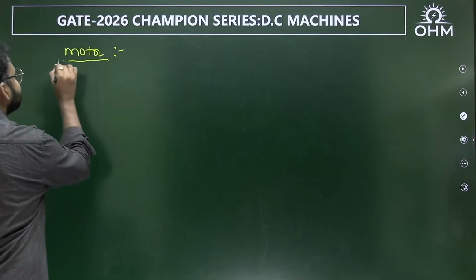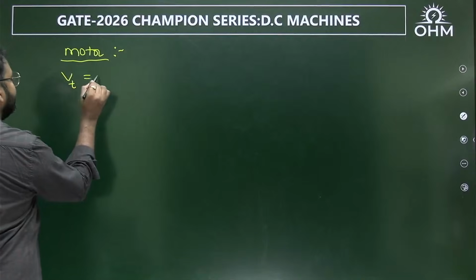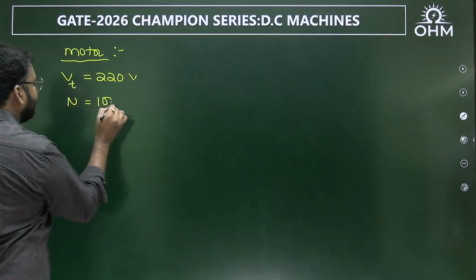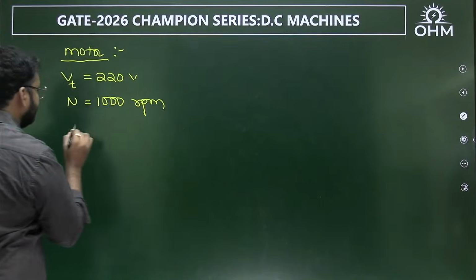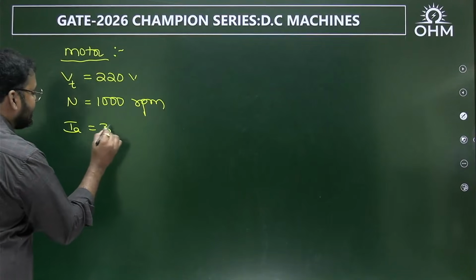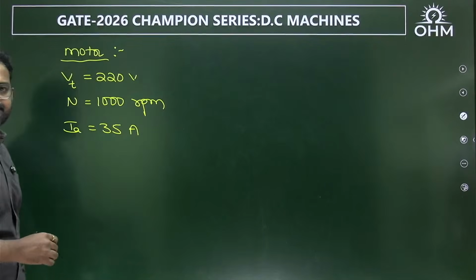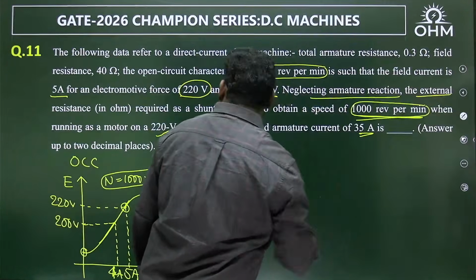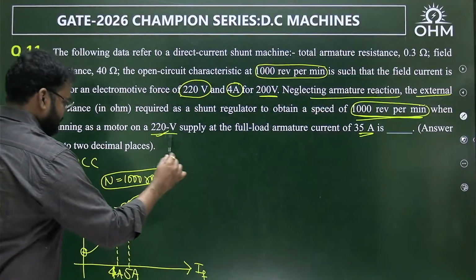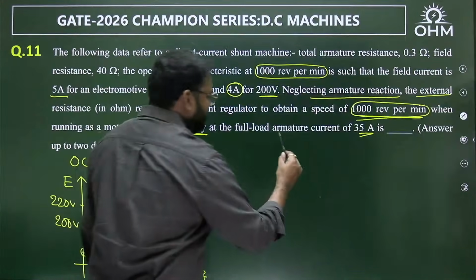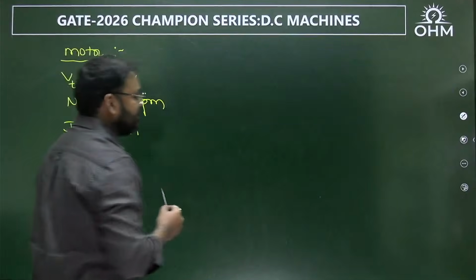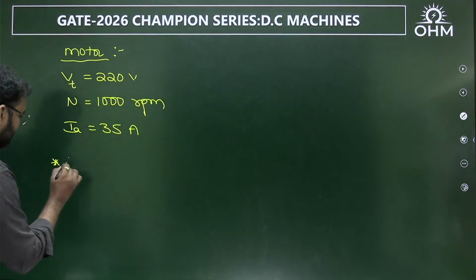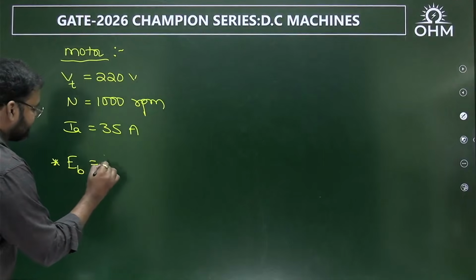When the machine is operating as a motor, supplied from 220 volt, rotating at 1000 rpm, drawing an armature current of 35 ampere. Correct? This is the motor details. Now what I will do is find out the back EMF from this information. What is the back EMF of the motor?